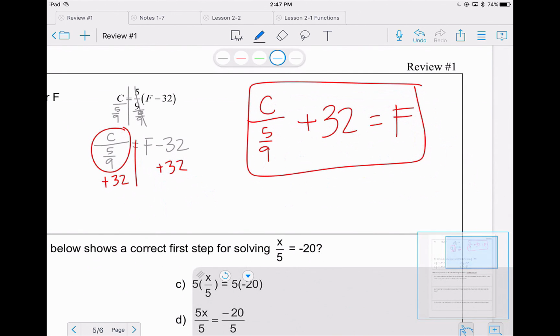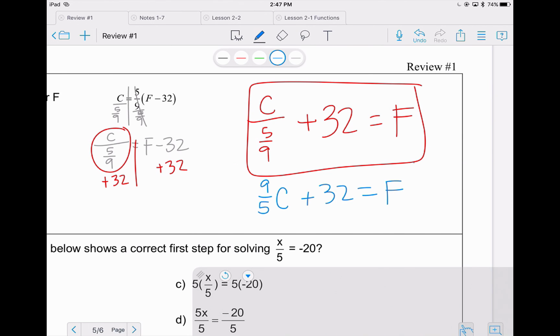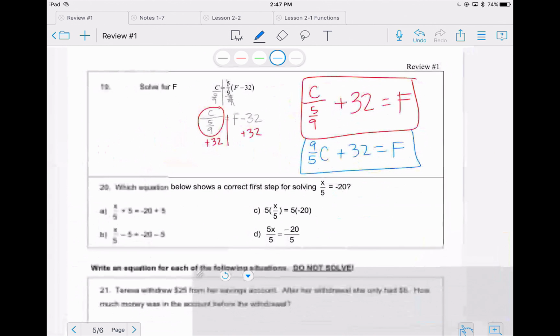Now, if you would like, you could also write the reciprocal 9/5 times C plus 32 equals F. Either of these would be correct. You can say C is being divided by 5/9 or flip your fraction and multiply. It's the same idea.